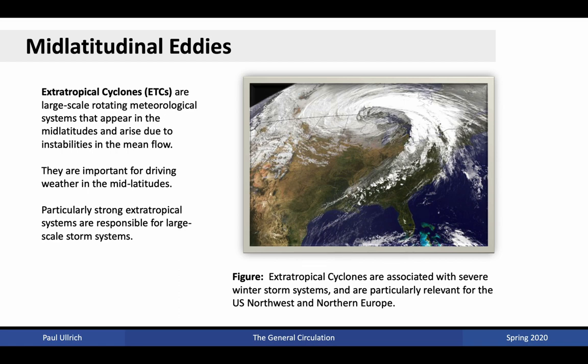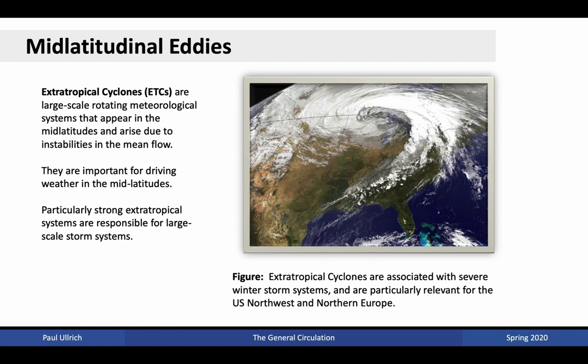Again, this basically stymies the flux of heat from equator to pole, and so some additional mechanism needs to come into play. In fact, it turns out that if this flow were to be persistent, it would block heat transport from equator to pole, and we would get very strong temperature gradients between these two regions. This configuration is not stable, and quickly gives rise to instabilities along this boundary. These instabilities are in the form of large-scale mid-latitudinal eddies, or large-scale circulations, that are large-scale rotating meteorological systems that appear in the mid-latitudes as instabilities in the mean flow.